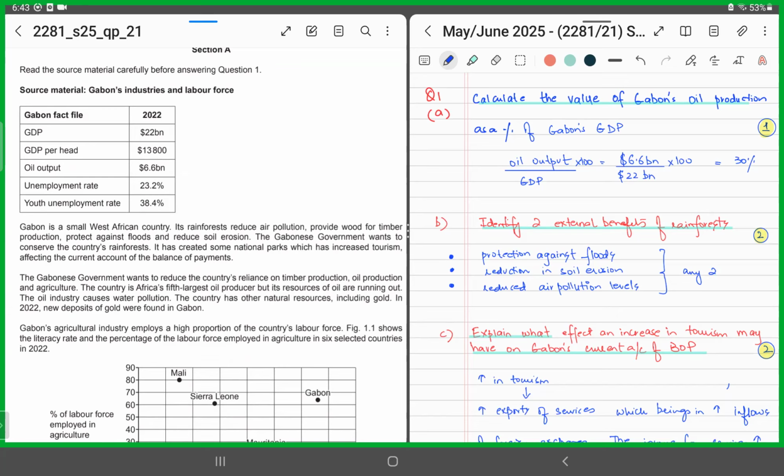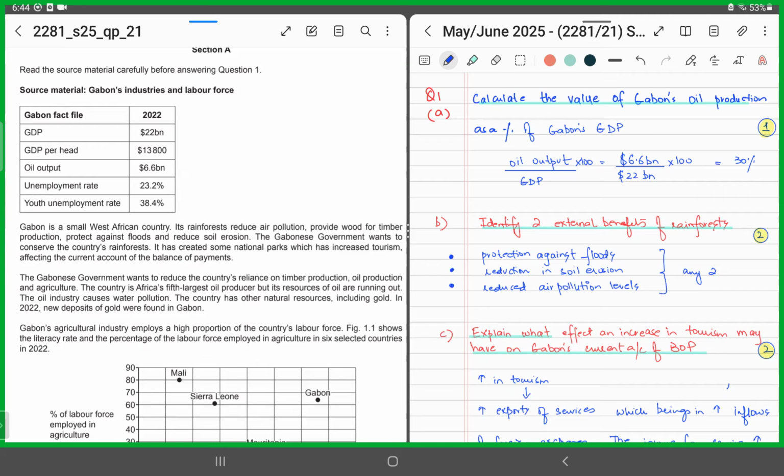The unemployment rate stood at 23.2% and the youth unemployment rate was 38.4%. That means its unemployed population hovered around 23%. Out of this 23%, 38% comprised of youth.